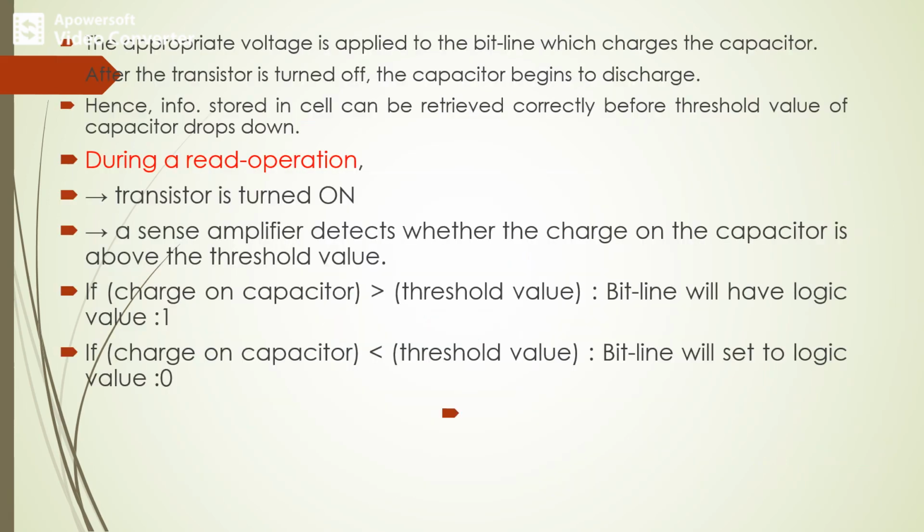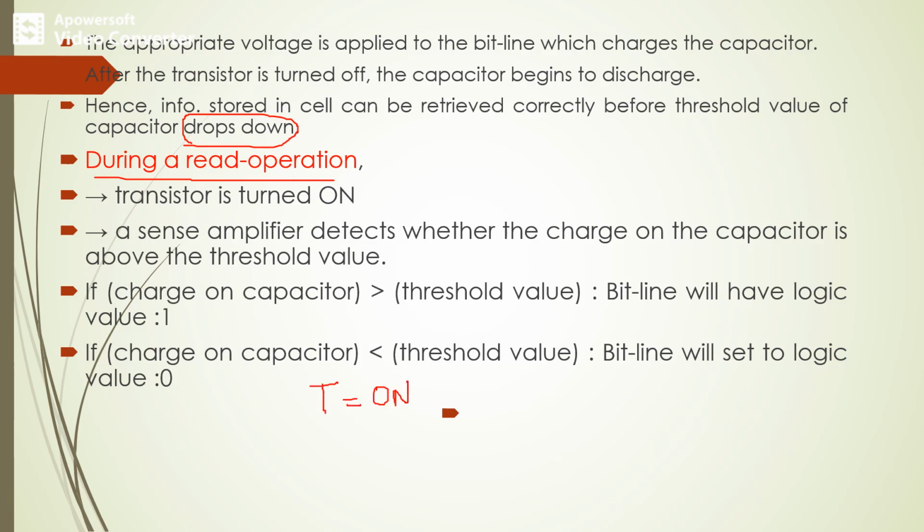The appropriate voltage is applied to the bit line, which charges the capacitor C. After the transistor T is turned off, the capacitor begins to discharge. Hence, information stored in the cell can be retrieved correctly before the capacitor voltage drops below the threshold value. Next we'll take the read operation in order to read the information from the dynamic memory cell. While performing the read operation, we assume that the transistor T is turned on.